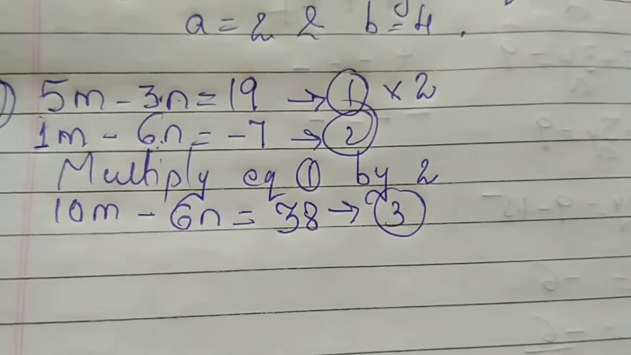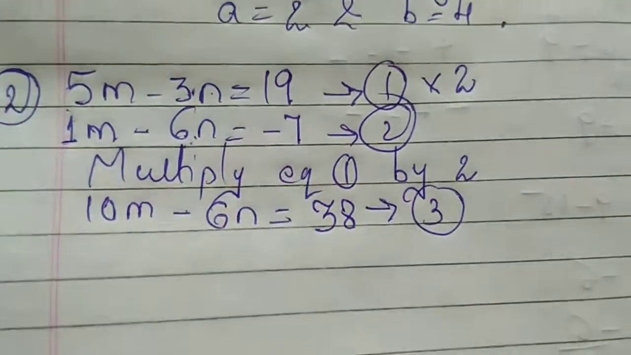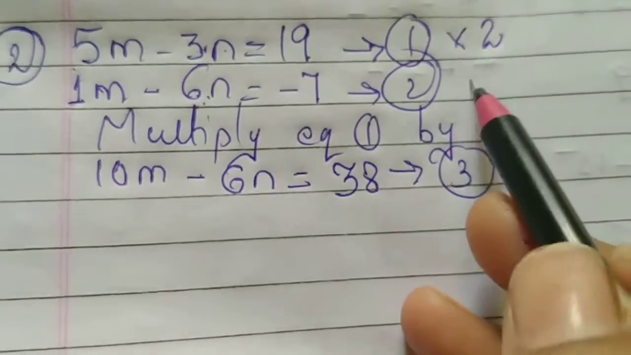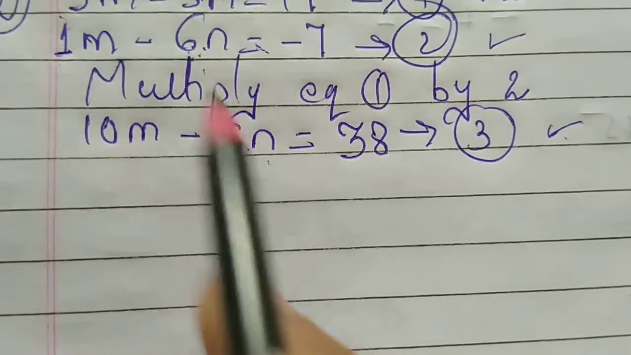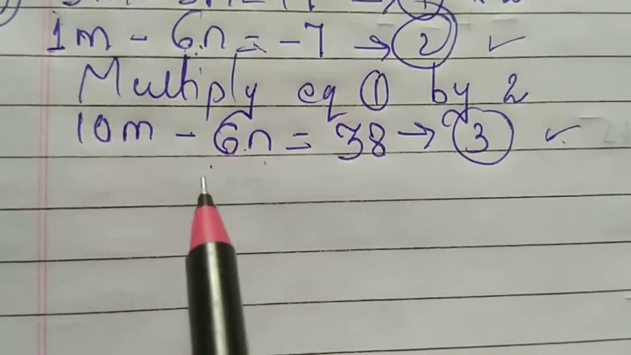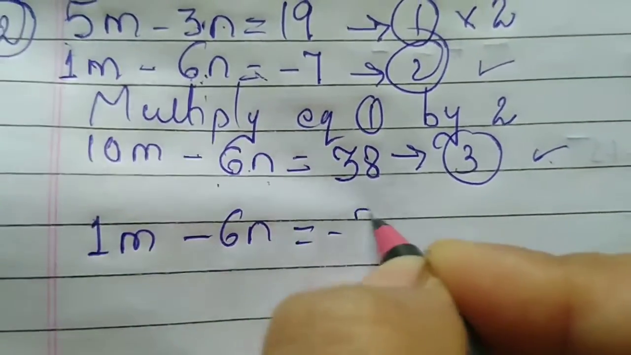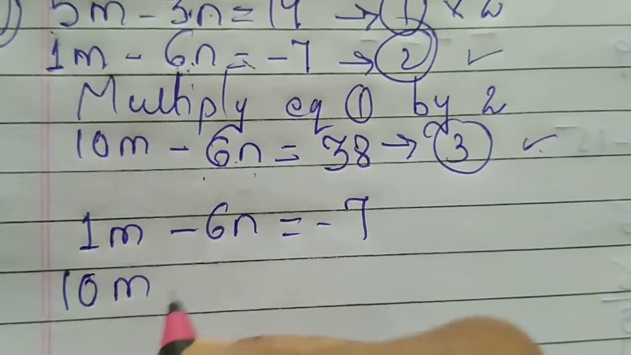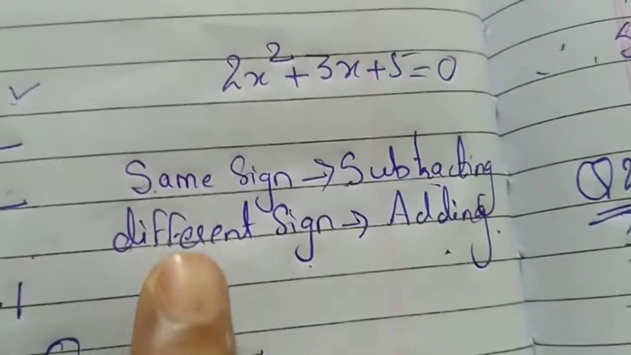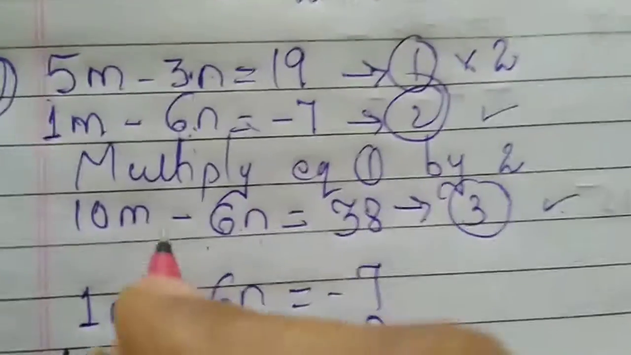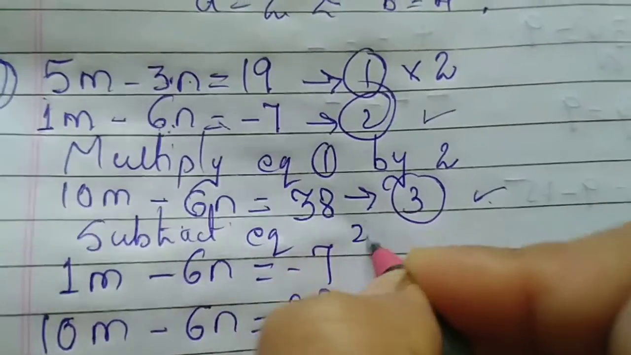Now here you are going to solve these two equations, the second and third equation. In the second and third equation you will see that coefficients are same, and the sign is also same. There is a rule which I gave you just now: if the sign is same, you are going to do subtracting. So here I'll be subtracting equation 2 from 3.